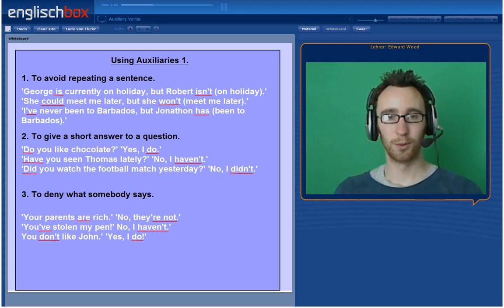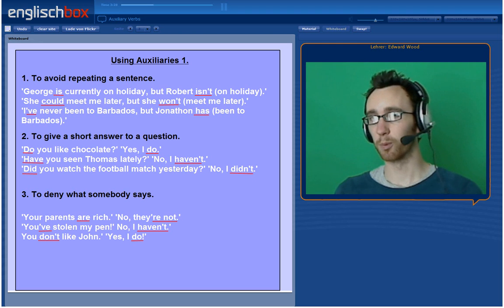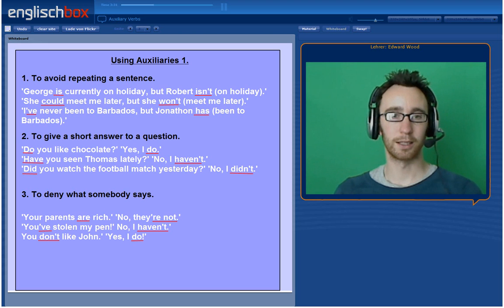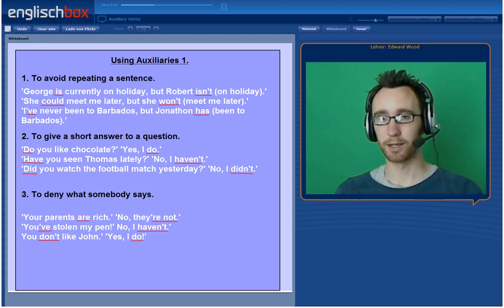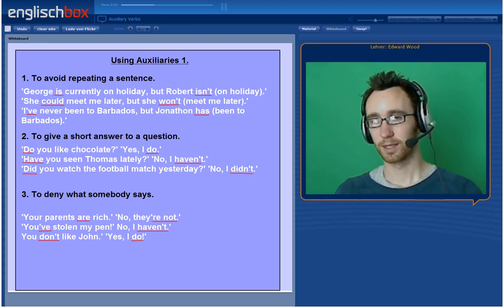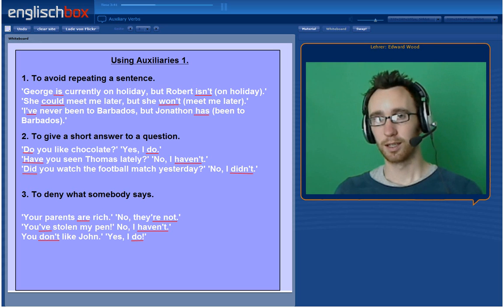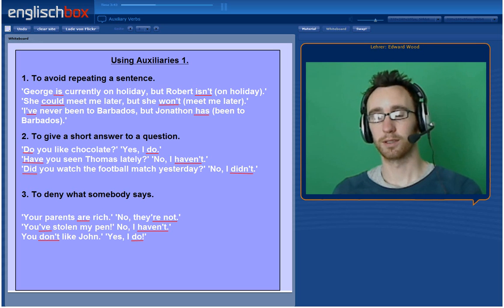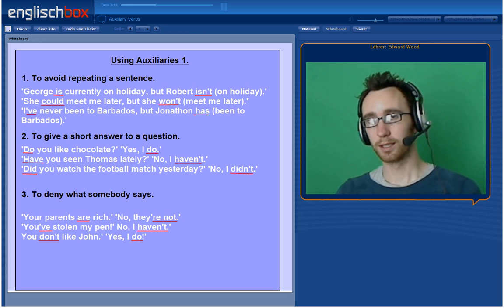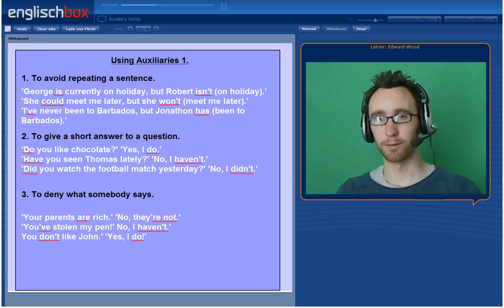The second example, she could meet me later, but she won't. And the third example, I've never been to Barbados, but Jonathan has. You can see in brackets we've continued the sentence to show you what you could say, but it makes it more efficient and more natural if you avoid using the main verb again.